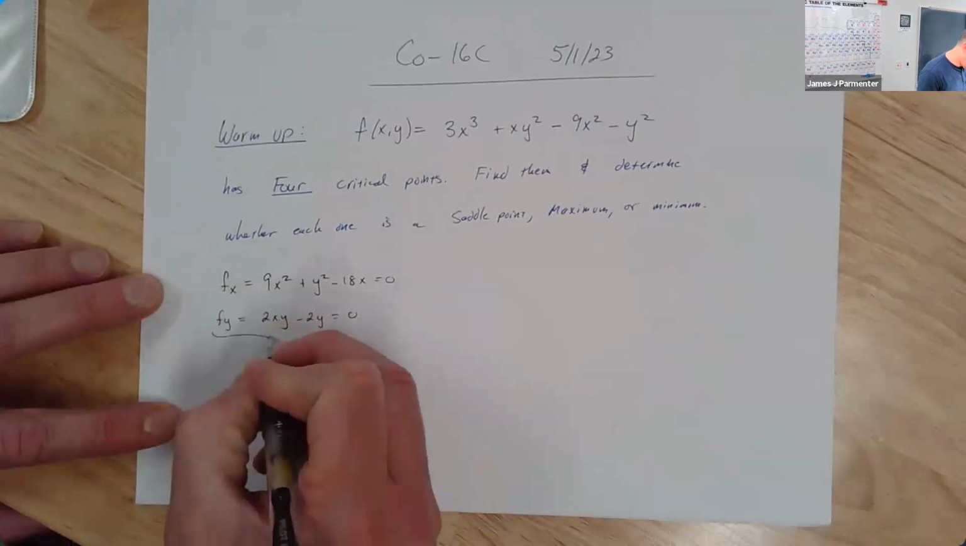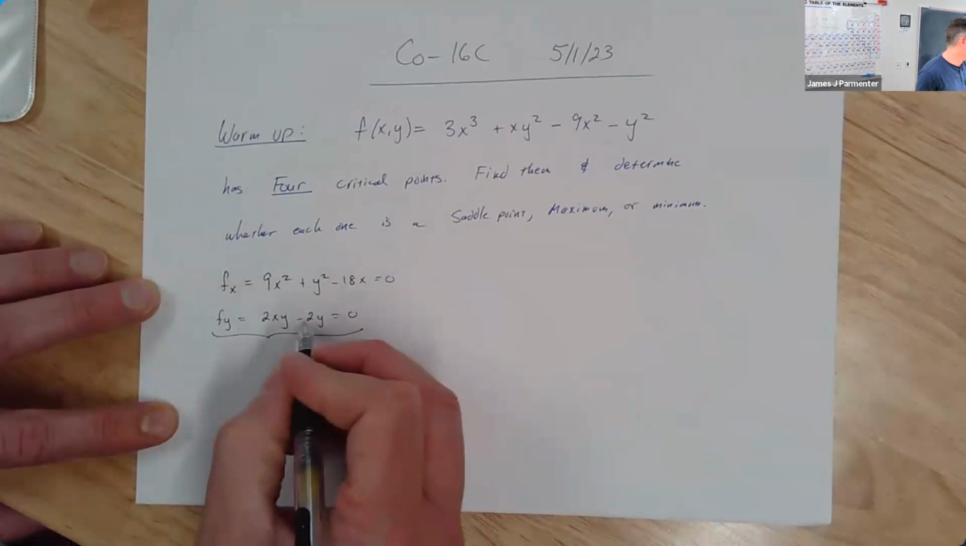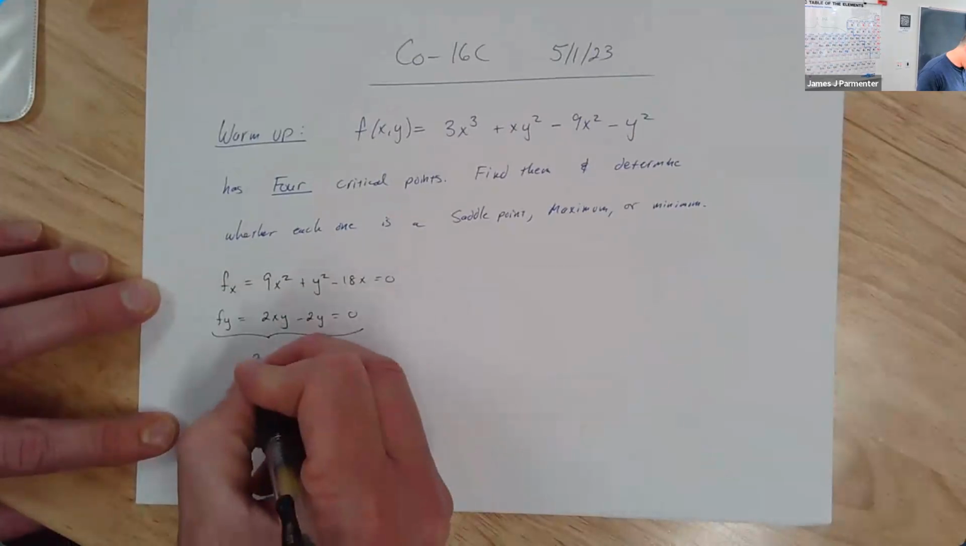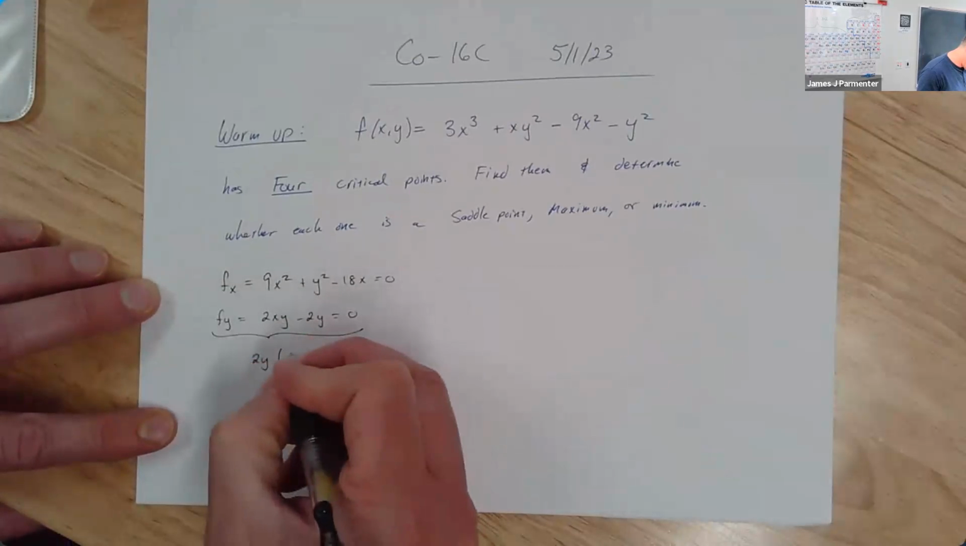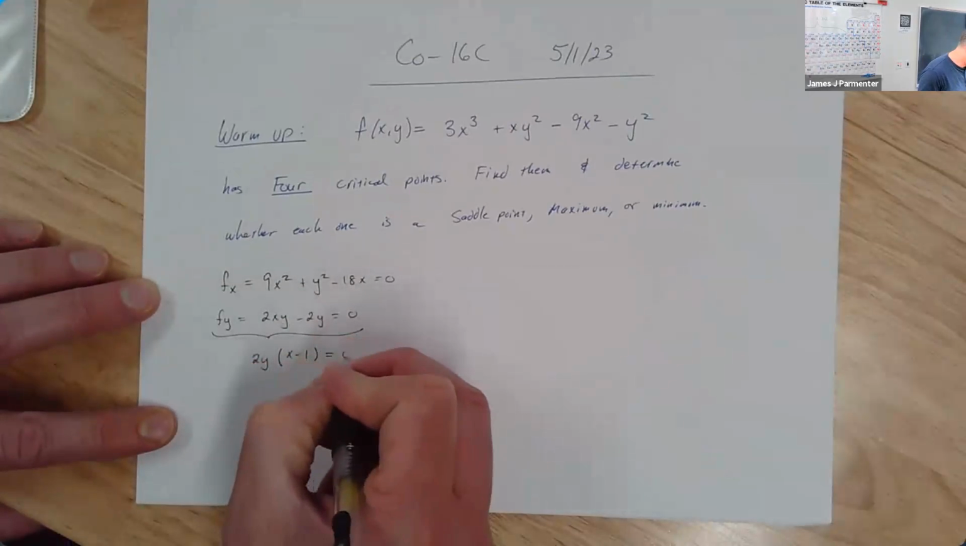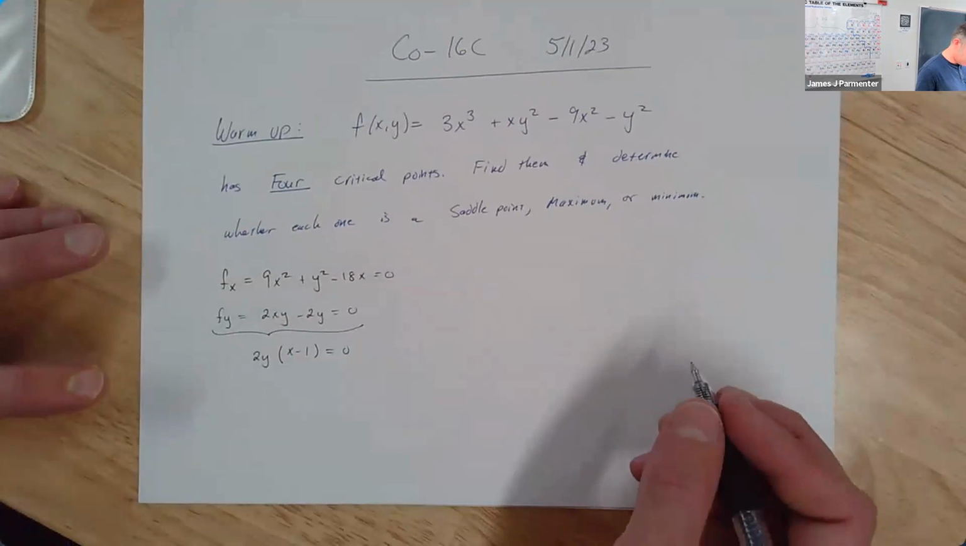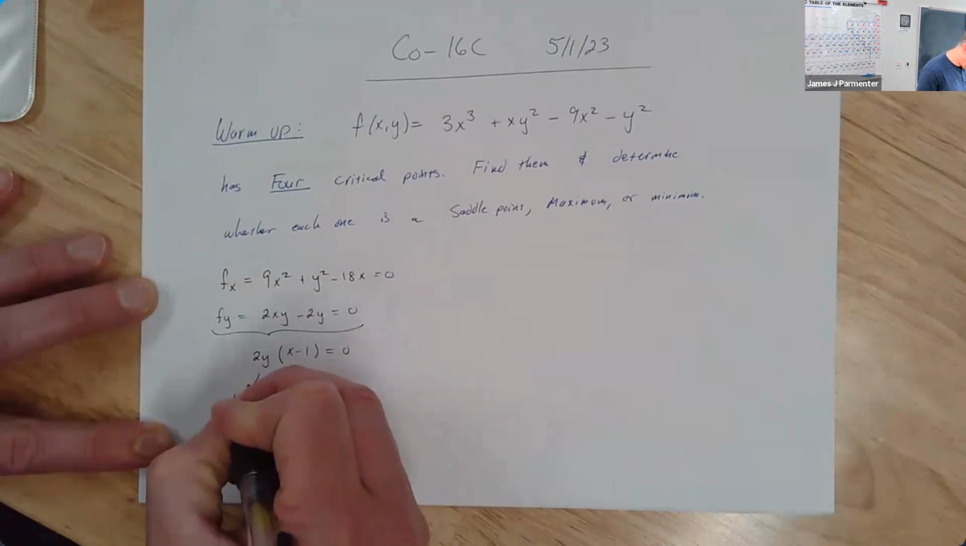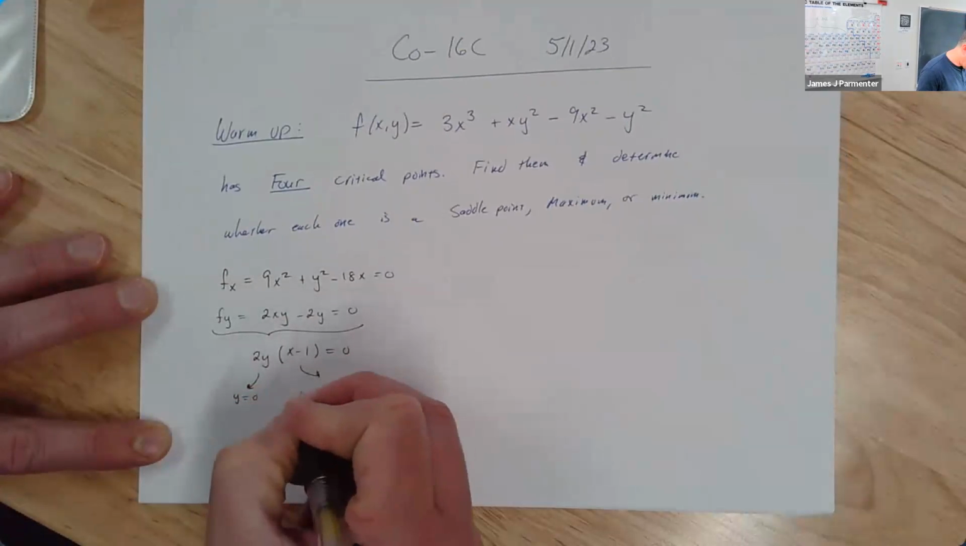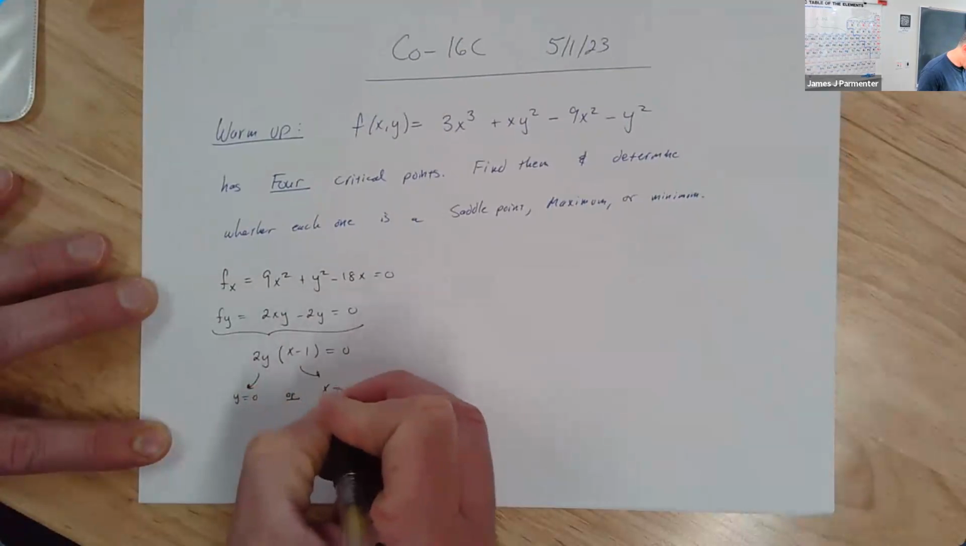So solving this one, what I see from this equation, I can factor out a 2y. I'm going to get 2y times x minus 1 equal to 0. It's not going to give me a critical point. It's just going to give me two solutions. I'm going to get either y equal to 0 or x equal to 1.